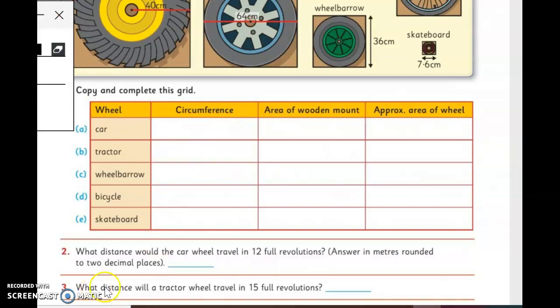For question 3, get your answer here, the circumference of the tractor, multiply it by 15, divide your answer by 100. And don't forget to put in the meter sign after your answer.